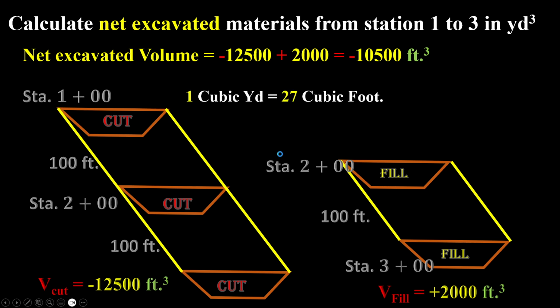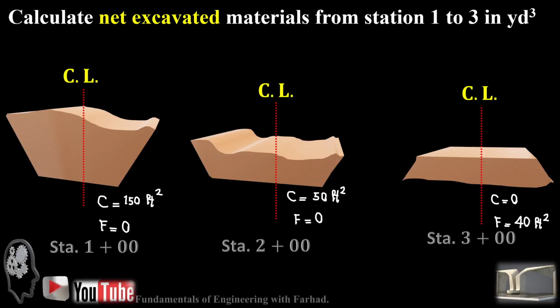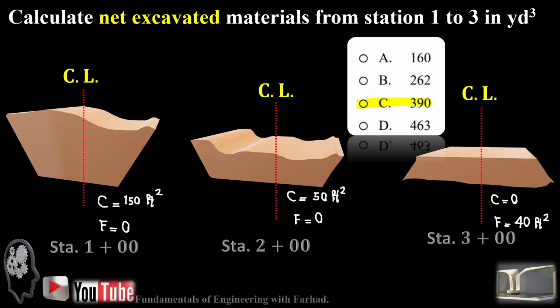And we want to report our calculation in cubic yards. Be careful in unit conversion: 1 cubic yard is 27 cubic feet, and if you do the math it gives you roughly negative, which is a cut volume, 390 cubic yards. The exact volume is 388.8, and we report that as 390 cubic yards.